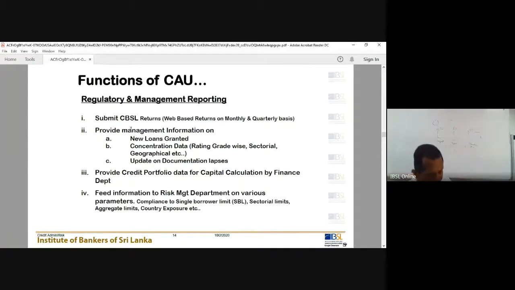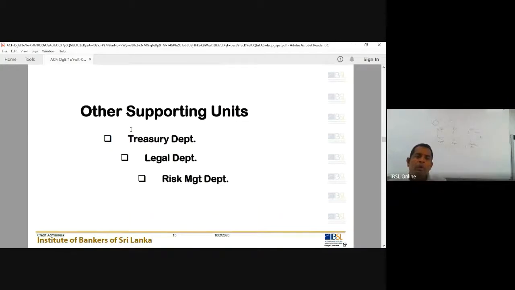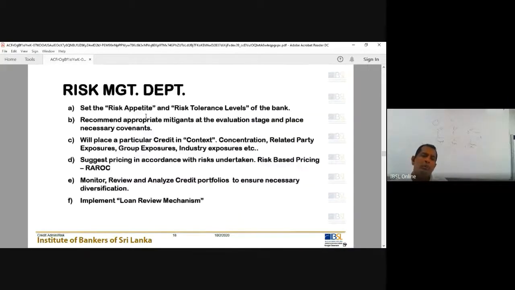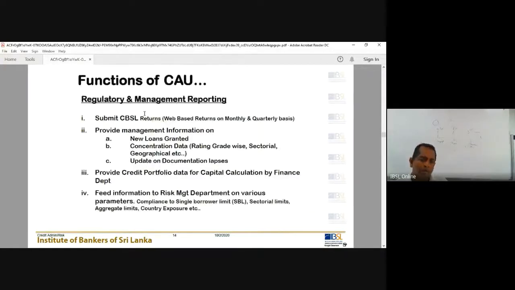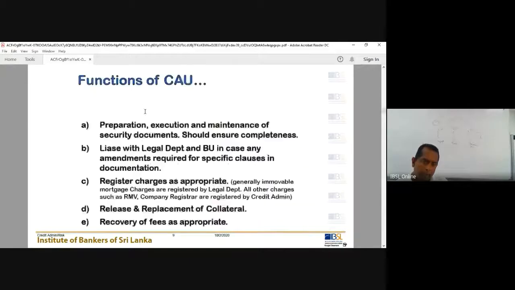Management reporting, they have all the data, so they are the ones who should provide new loans granted, new disbursements, risk-based things, and everything. Management information system, information providing has to be done by CAU, right? All other things are supporting documents. You don't need to go through this, right? Up to this point, you have all covered, right?